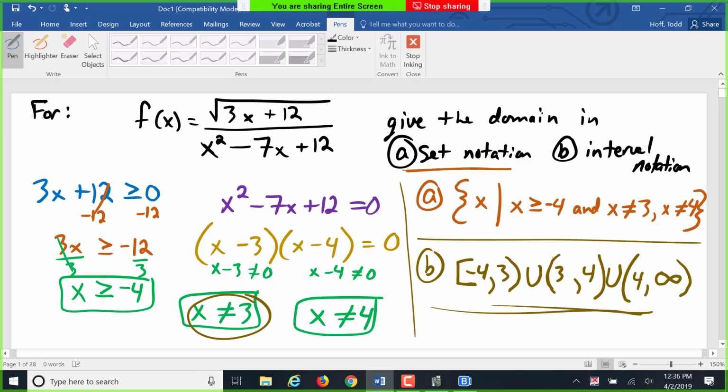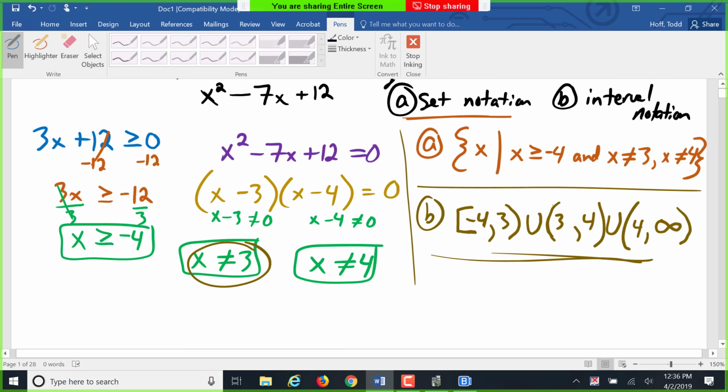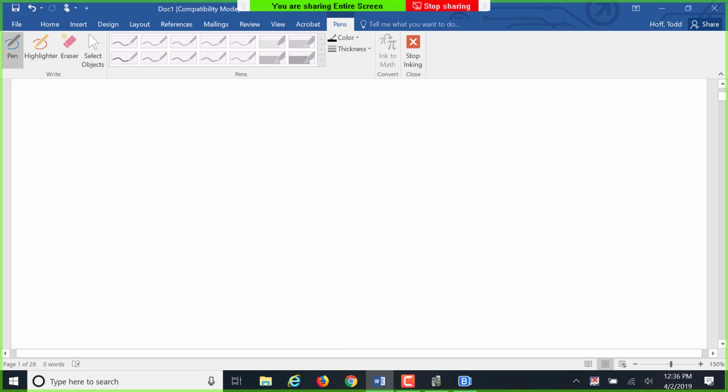Any questions on those? Okay. So that interval notation is a nice short way, saves a lot of writing over having to write it out in that set notation.